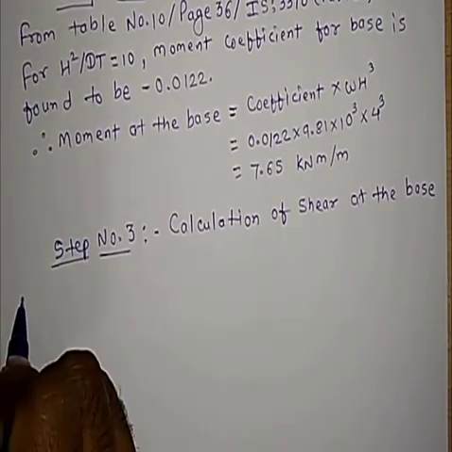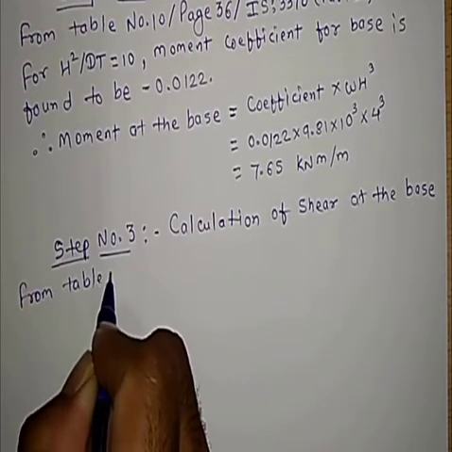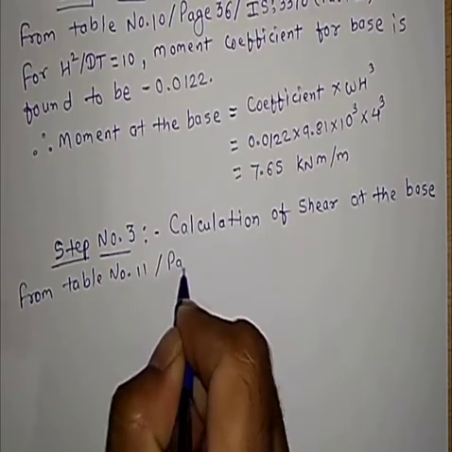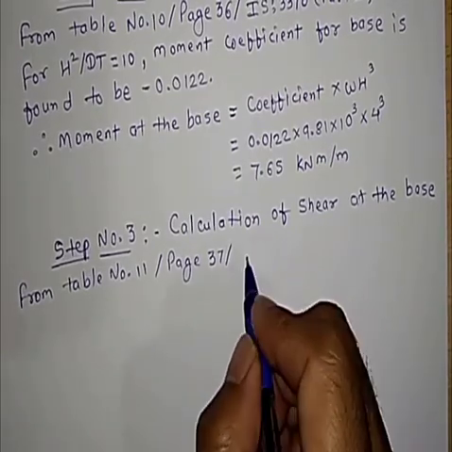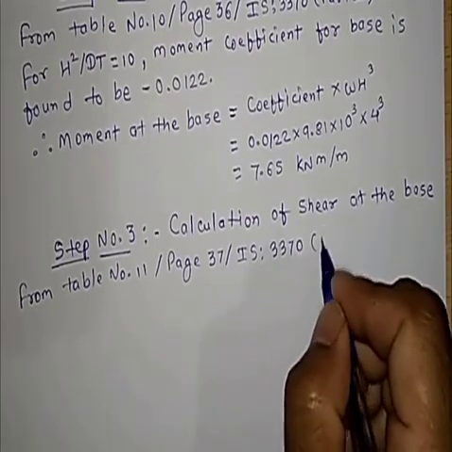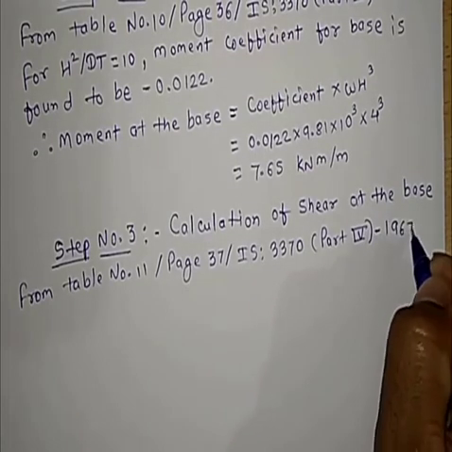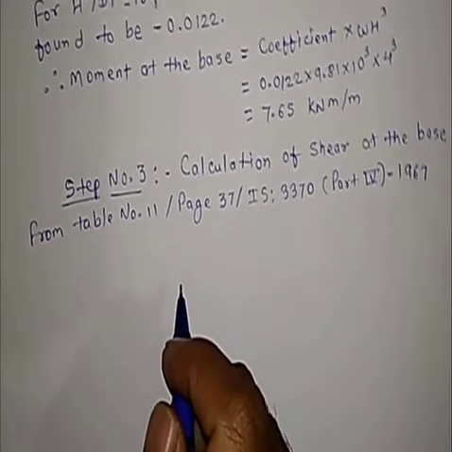So I can write here from table number 11, page 37, that is IS 3370, part 4, 1967. So here again same, you will get the coefficient, and that coefficient is based on your h square by dt ratio.